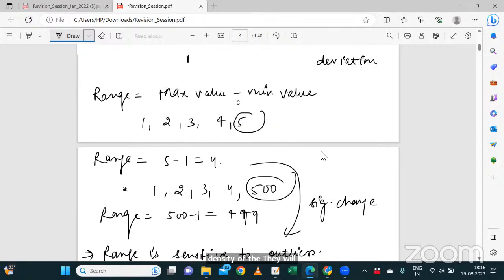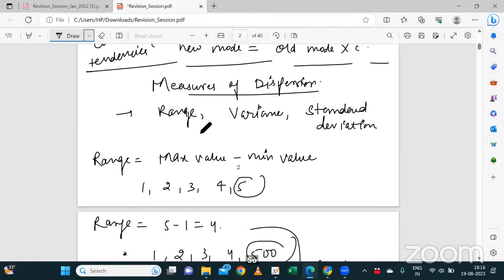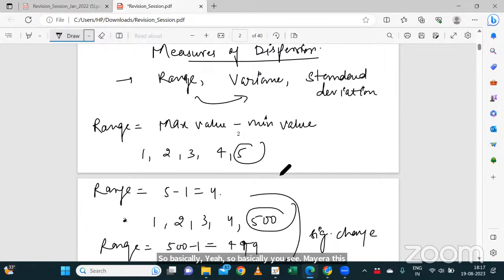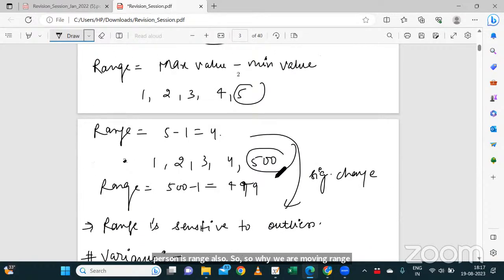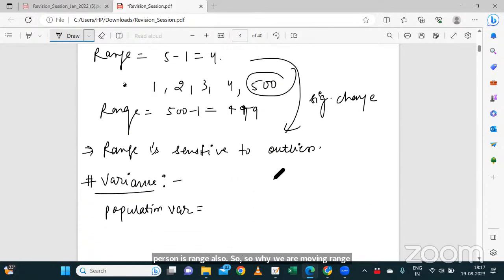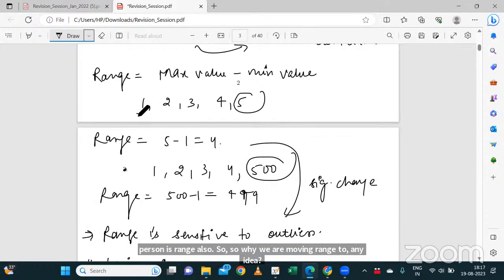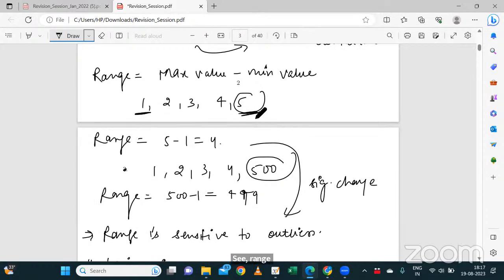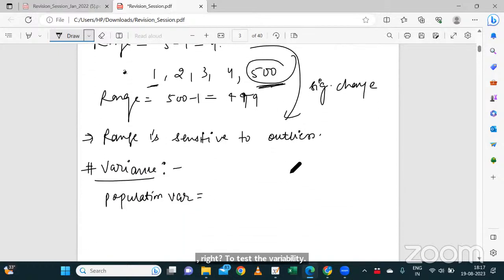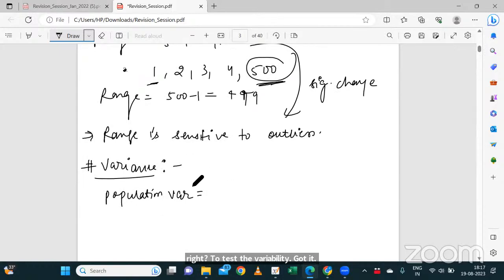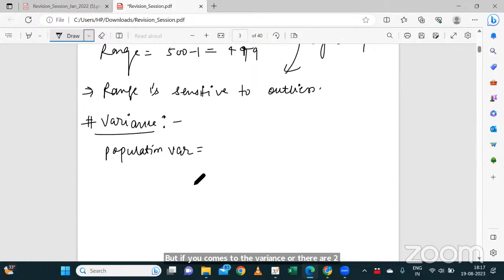Okay, yeah. So basically, see, the measures of dispersion include range and also variance. Why are we moving from range to variance? Any idea? See, range includes only two observations of your data set to test the variability, correct? But when you come to variance, there are two formulas, population variance and sample variance. One good thing about variance is that it includes all the observations of the data set.